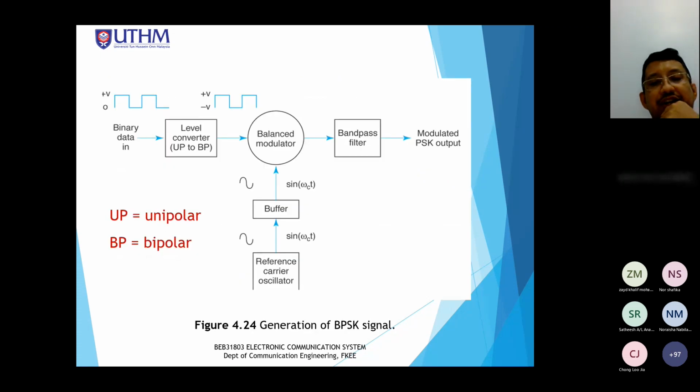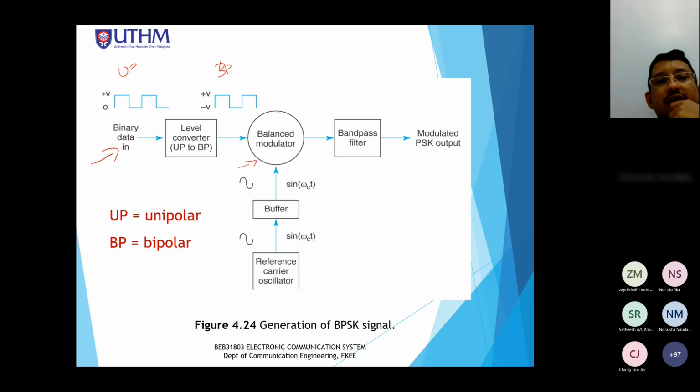And this is the generation of a BPSK signal. So this also we have asked in the previous final exam a long time ago. We have asked this question. The same picture we use in the final exam, where the student needs to determine the signal. Okay, so for example, here we have the binary data, unipolar. Okay, this is a unipolar, and then goes through the level converter to convert unipolar into bipolar. Okay, which consists of two polarity, positive and negative, and then put inside the balance modulator.